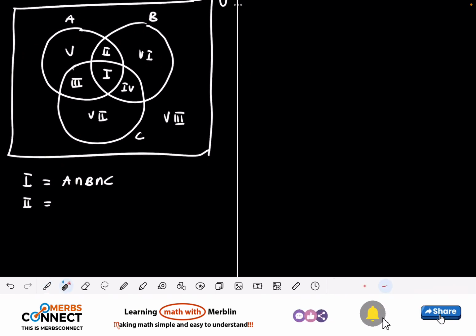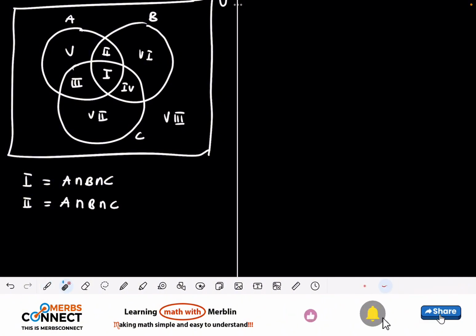Okay, let's look at the next region. Now we can see that this region is intersecting with just only A and B. But because we are dealing with three sets, we cannot pick only A and B and leave C. So we need to think of this here. The whole of this is ABC, right? Because it's intersecting everything. So here is going to be A intersect B intersect C.